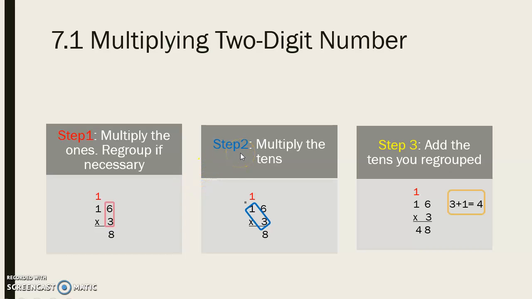Step 2. Multiply the tens. 1 times 3 is 3, plus 1 equals 4. Write the answer in the place of the tens. Align it. That's easy. Let's go to the next lesson.